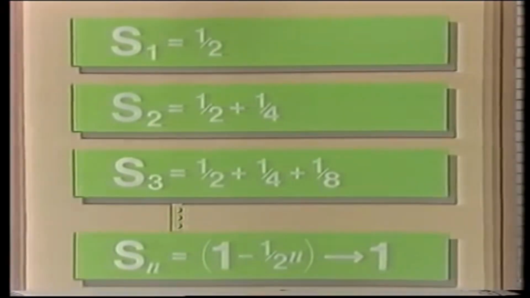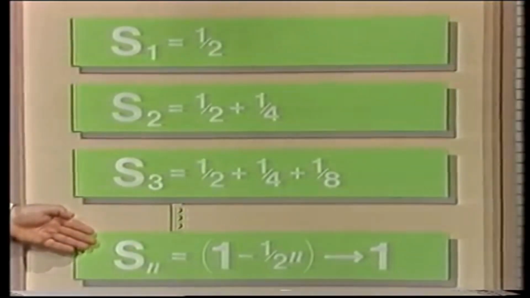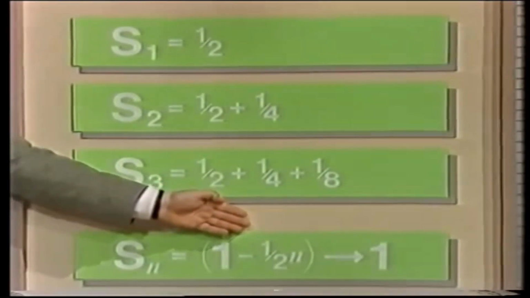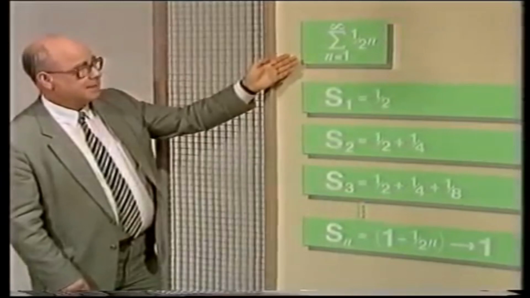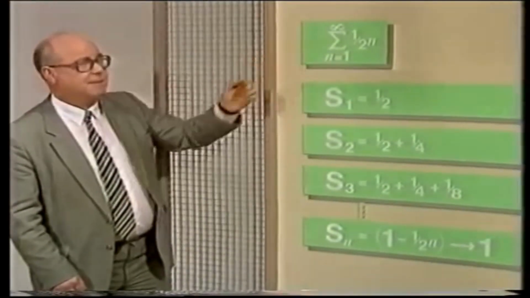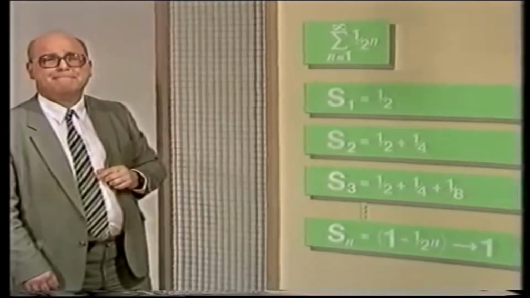So, as n tends to infinity, the partial sums Sn do tend to 1, because 1 over 2 to the n is a null sequence. So, this series is convergent. It makes sense to say that the sum of this infinite series is 1.